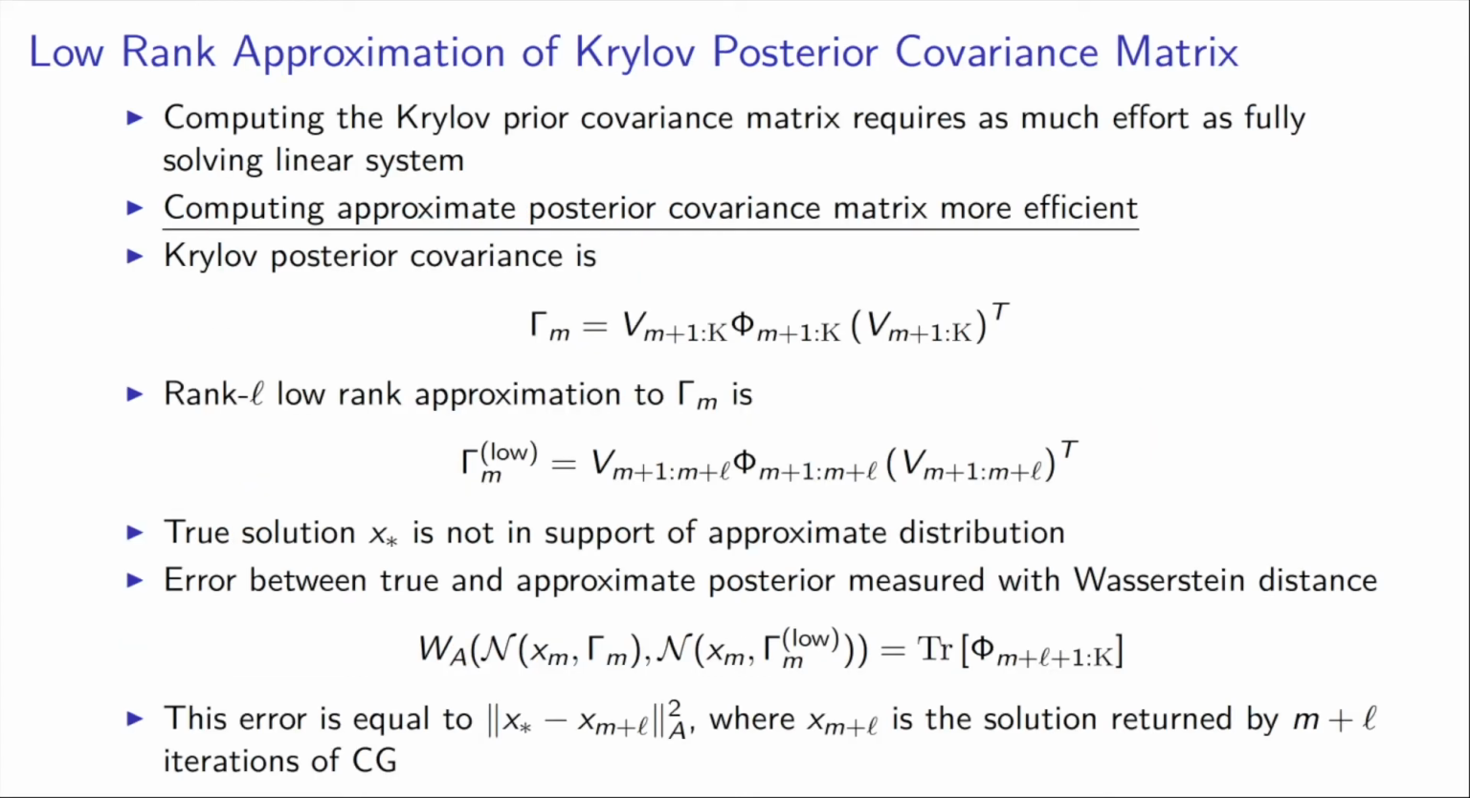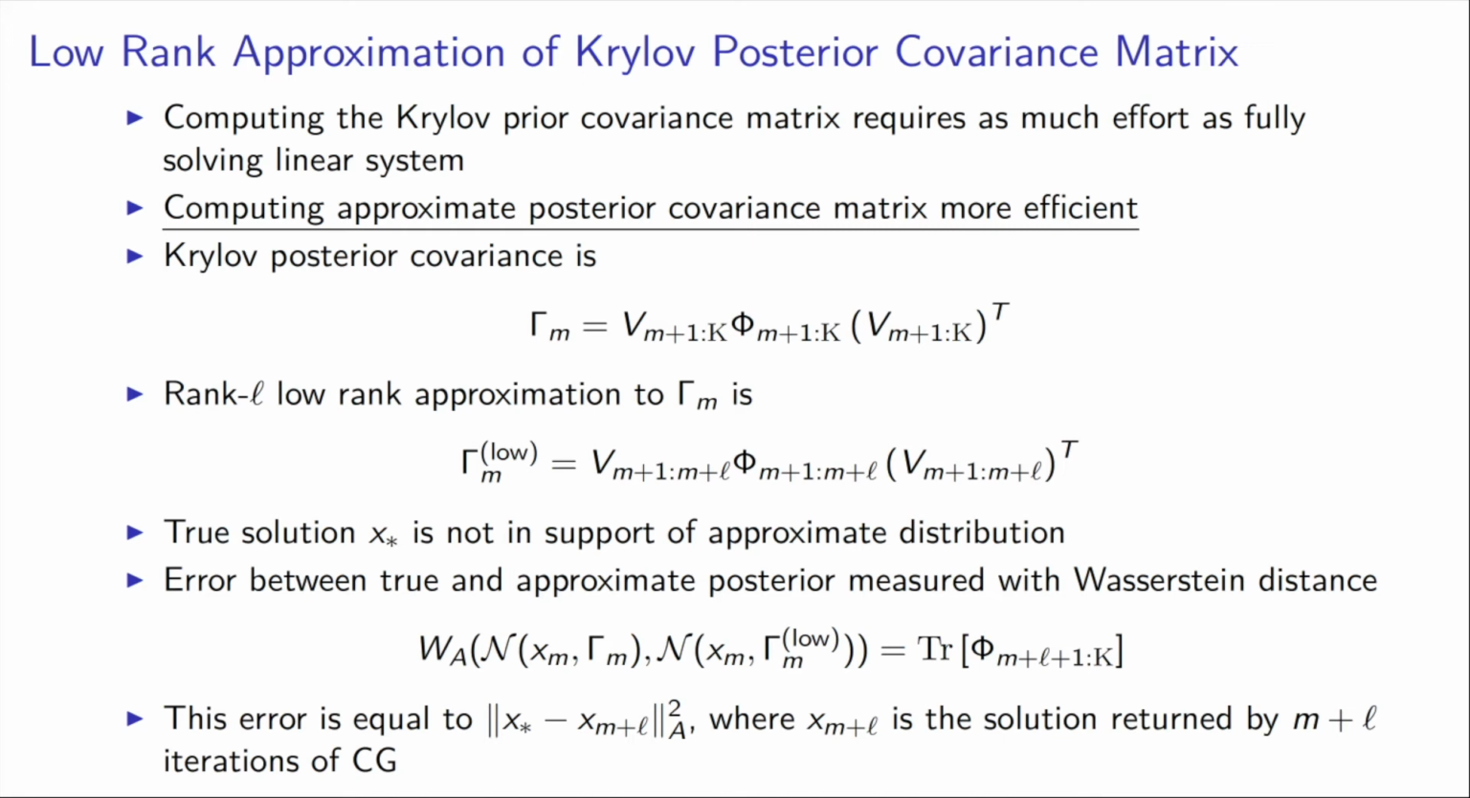So now I'm going to talk about actually computing the Krylov posterior covariance matrix. Computing the Krylov posterior covariance matrix is computationally expensive because it requires as much effort as fully solving the linear system. But computing an approximate posterior covariance matrix is more efficient. The Krylov posterior covariance matrix is made up of the last m plus 1 through k columns of V and the last m plus 1 through k rows and columns of phi. We can create a rank L low-rank approximation of this by just using columns m plus 1 through m plus L of V and rows and columns m plus 1 through m plus L of phi.